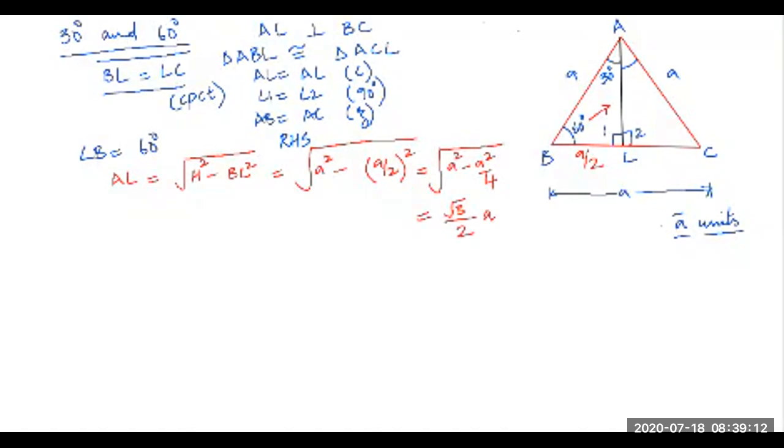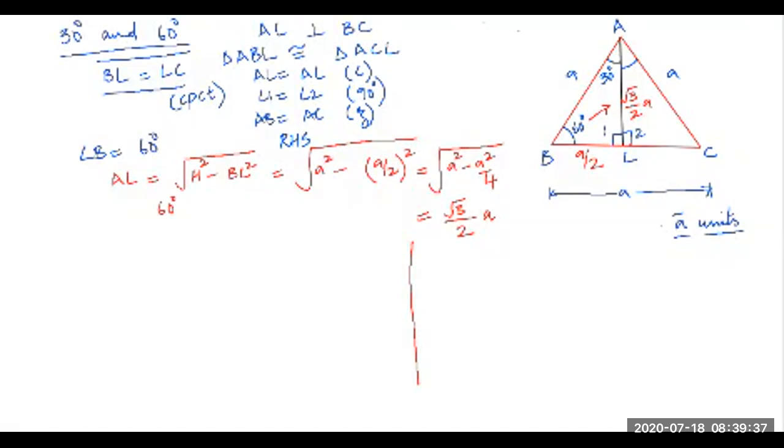This is the value for AL. I'll write here under root 3 by 2 A. The perpendicular, or you can say the opposite side to angle 60 degree. Now what is opposite side to angle 30 degree? That is BL, that is A by 2. So all the sides are defined. I can easily define all the trigonometric ratios now.